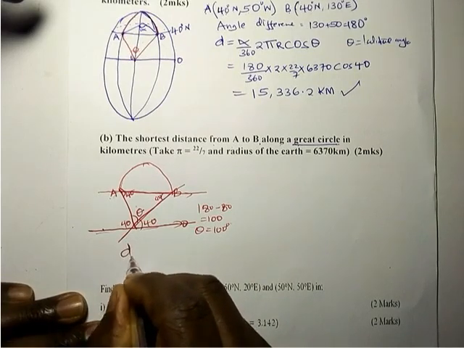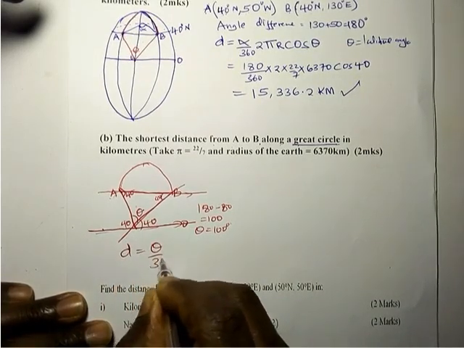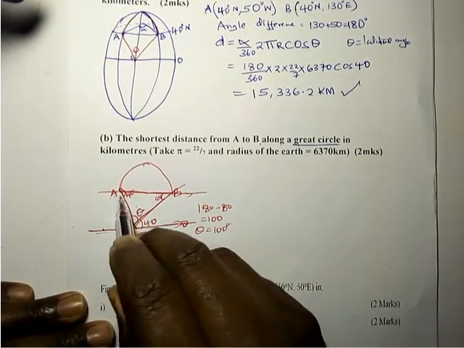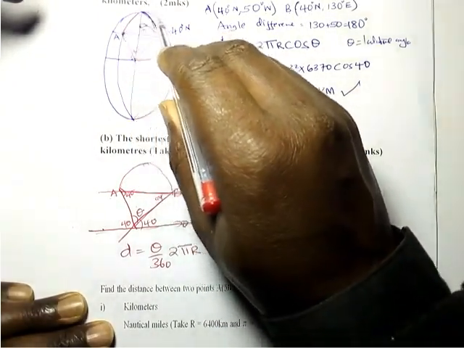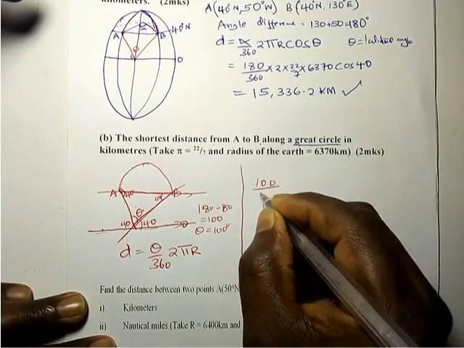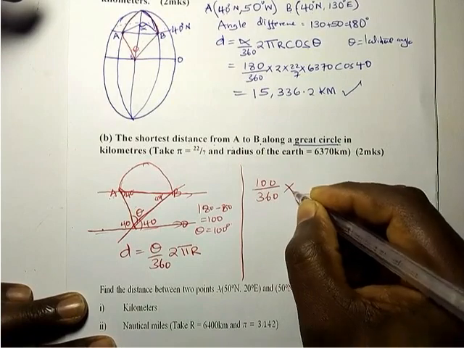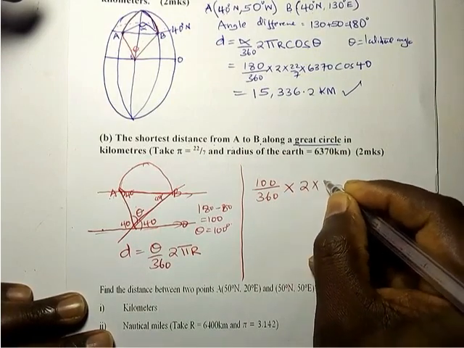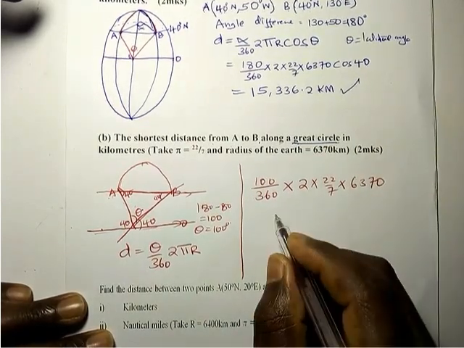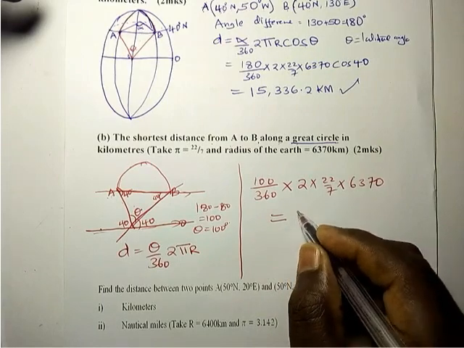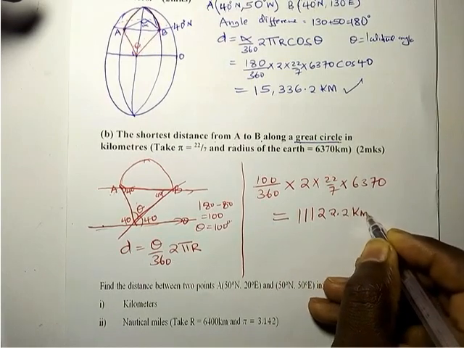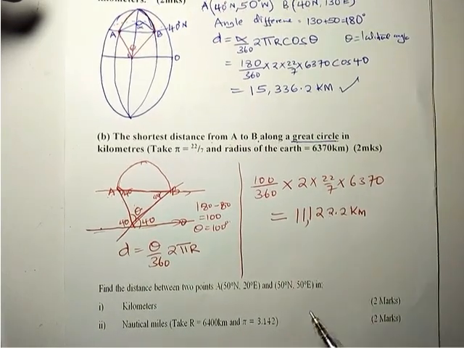Now our distance is going to be given by theta over 360 times 2 pi r, because it is along the great circle. So this one will be 100 divided by 360 times 2 times 22 over 7 times radius 6370, and that one will give us 11122.2 kilometers. And you are done.